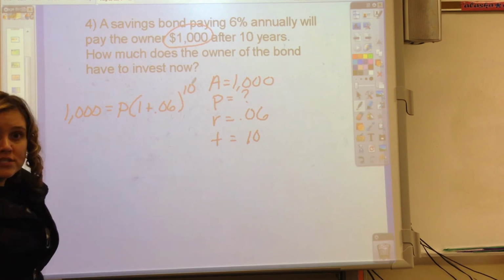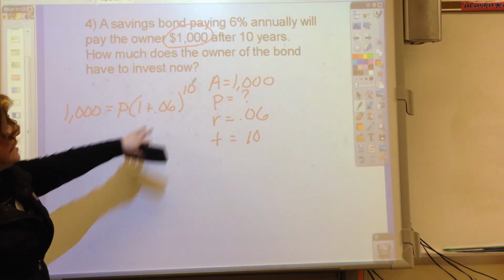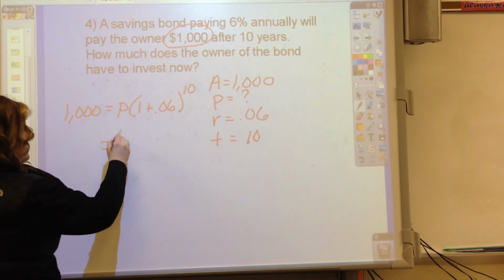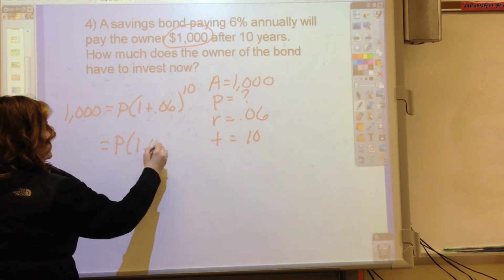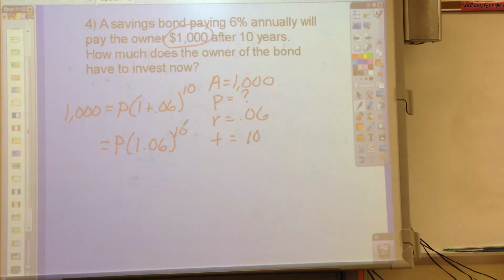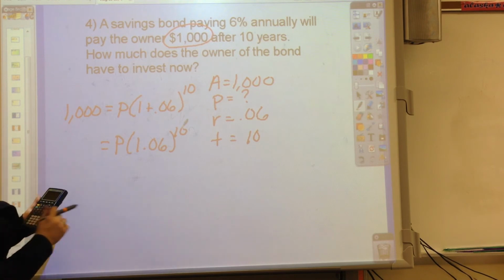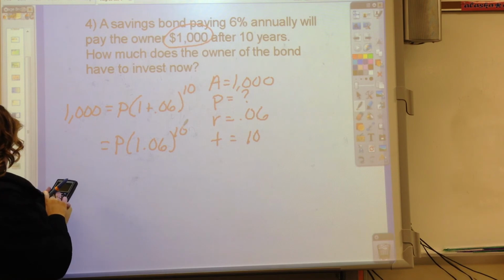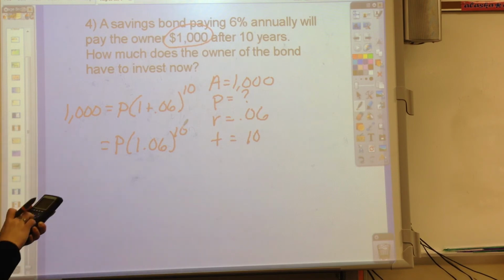So again, my first step is to add what's inside my parentheses, and I get 1.06 to the power of 10. Now I could raise that to the power of 10, and 1.06 to the power of 10. My calculator does not want to show me. Hang on.